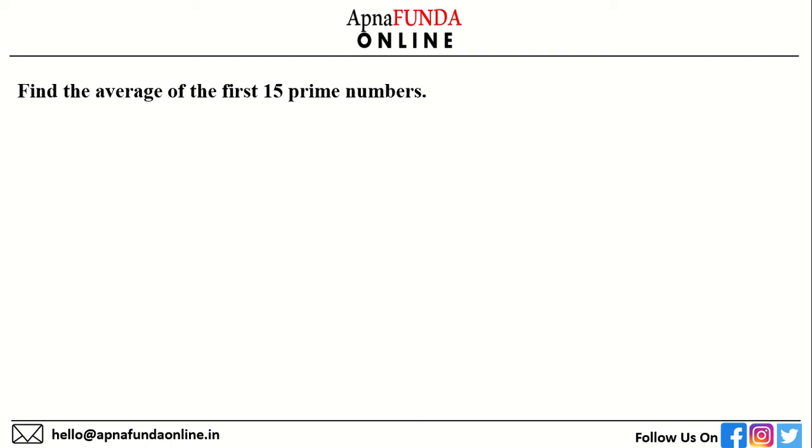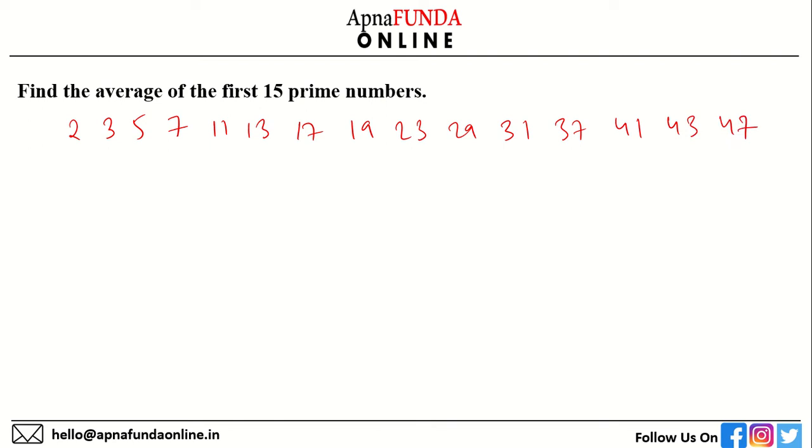Simple question. For you to solve this question fast, you should know the prime numbers by heart, and you should be able to recognize what the first 5, 10, or 15 prime numbers are. So very quickly, the first 15 prime numbers are 2, 3, 5, 7, 11, 13, 17, 19, 23, 29, 31, 37, 41, 43, and 47. These are the first 15 prime numbers.